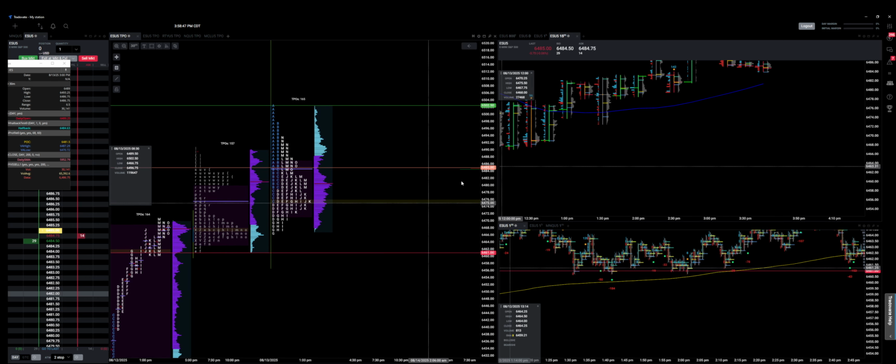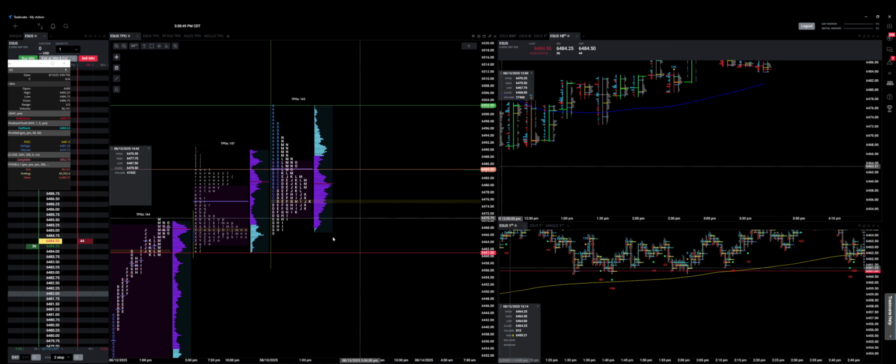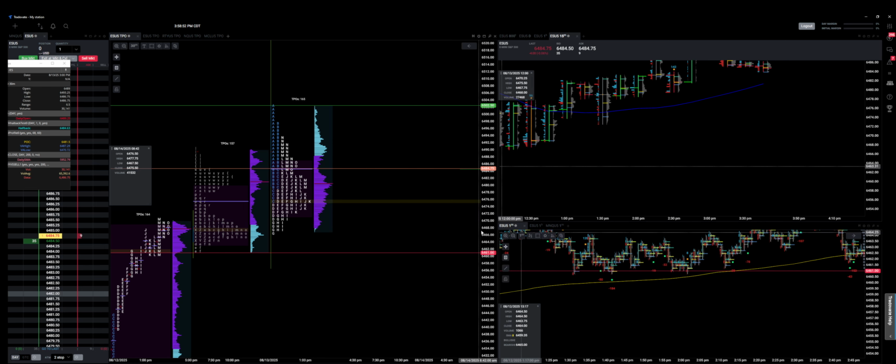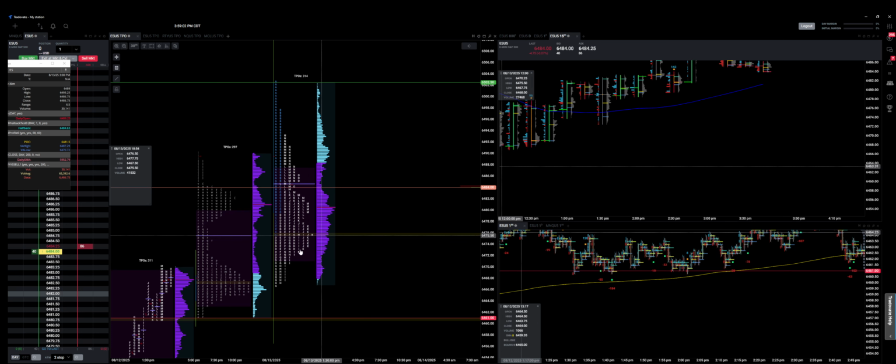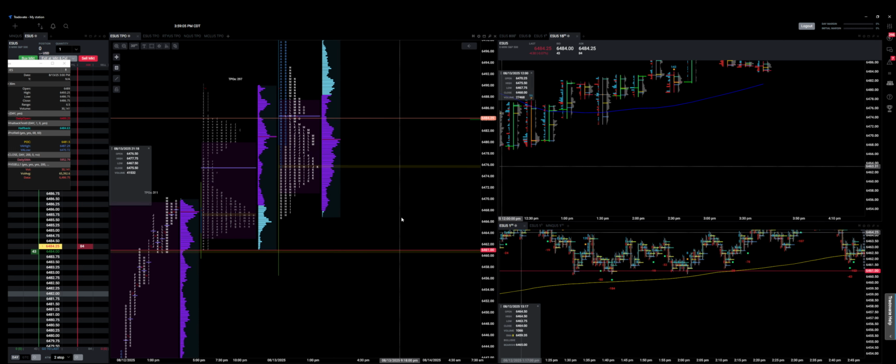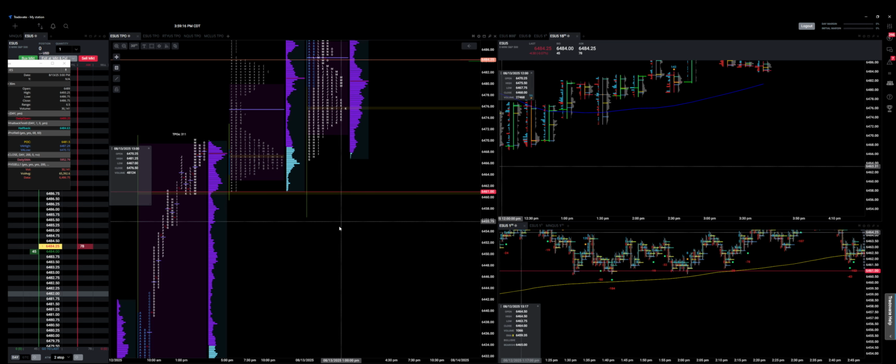So I would not be surprised if tomorrow we end up with a whole lot of chop within this area, especially if we open up inside value and inside the day's range. We will most likely see a whole lot of chop between value high of 64.88 and value low of 64.70. And if once again we take out today's low, which is 64.66, your next target on the downside is going to be the lower end of the upper distribution, which is going to be around 64.54.